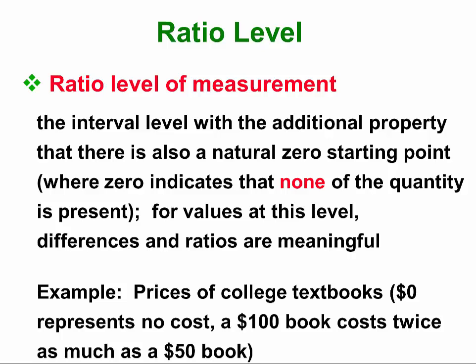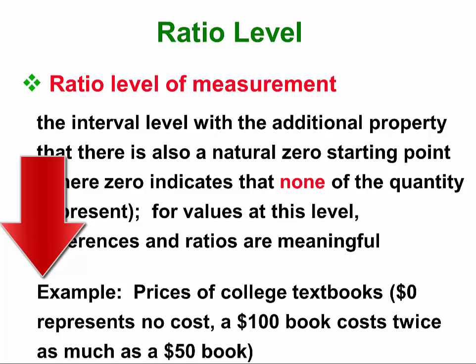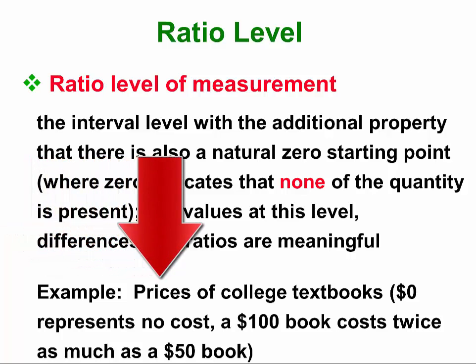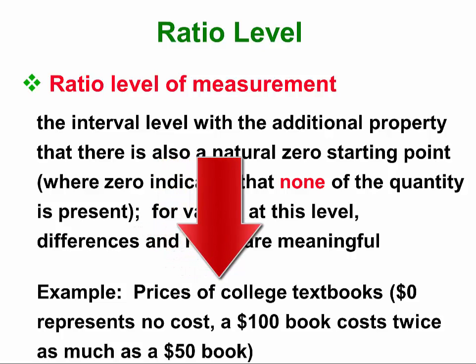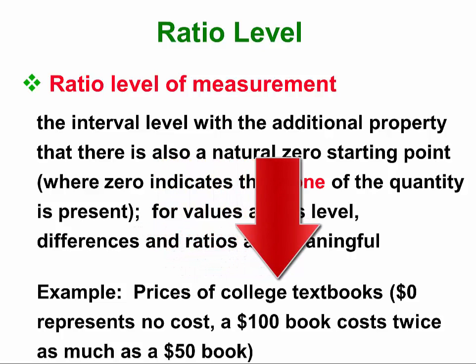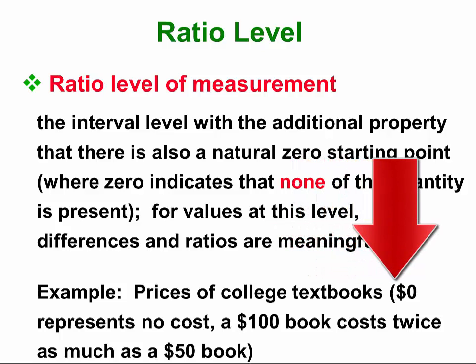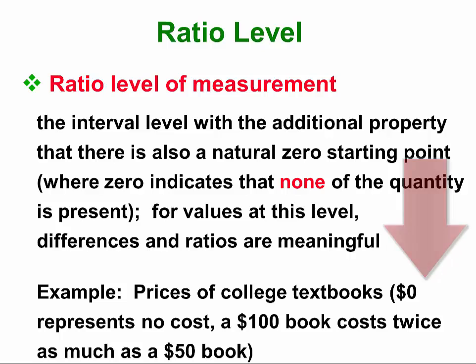When you go to work, you can make twice as much as somebody else. Your salaries start at zero. It's possible to work for nothing. And here we see an example with the prices of college textbooks. For example, the textbook for this course, which is an open education resource textbook, costs nothing. A book that costs $50 is half the price of a book that costs $100.